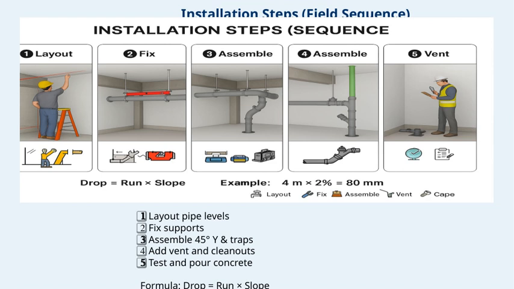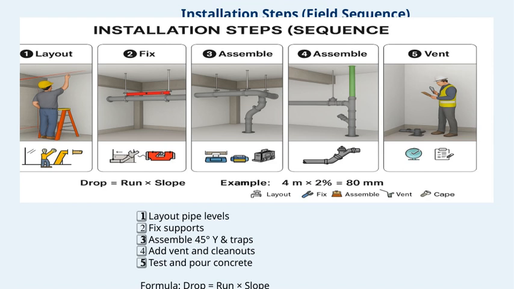After that, we add vents and cleanouts. Vents are important for air circulation and proper drainage, while cleanouts provide easy access for maintenance. The final step is testing the system and pouring the concrete. Testing verifies that everything functions correctly before the concrete is set, ensuring a durable and leak-free installation.